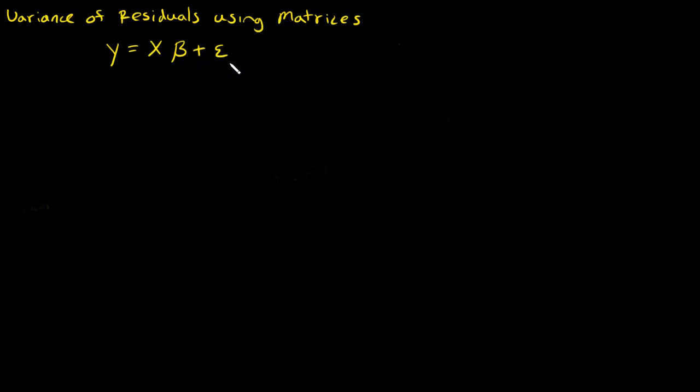Alright, so in this video we're going to show how to arrive at the variance of residuals using matrices. Recall that our linear model is y, an n by 1 vector, equals X, which is our design matrix, times beta plus epsilon, a vector of model error terms.